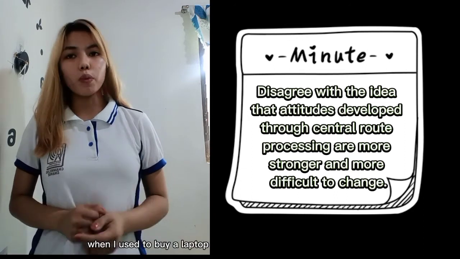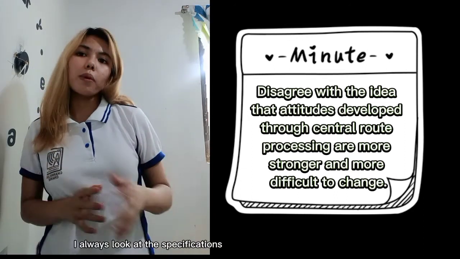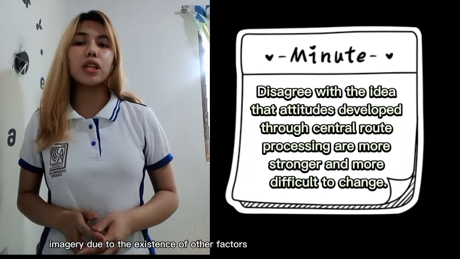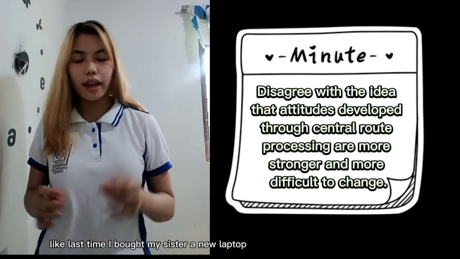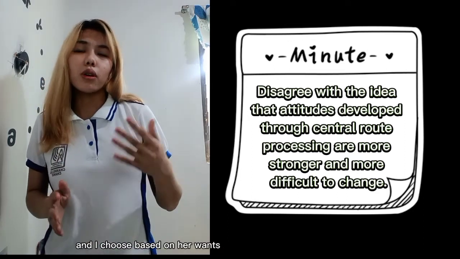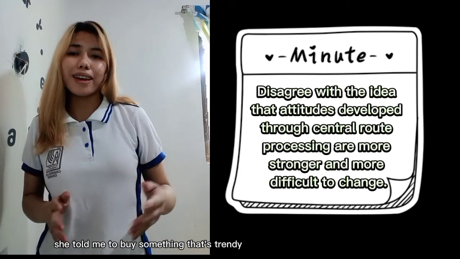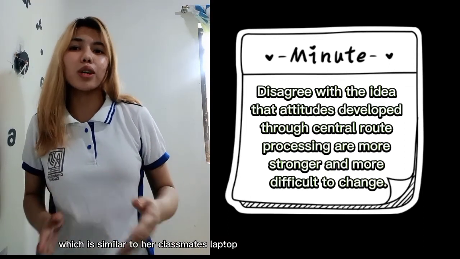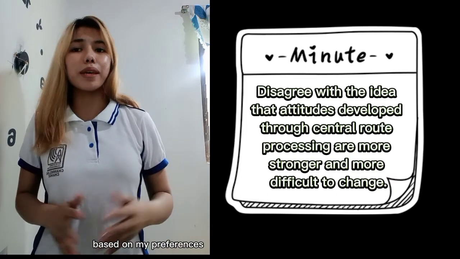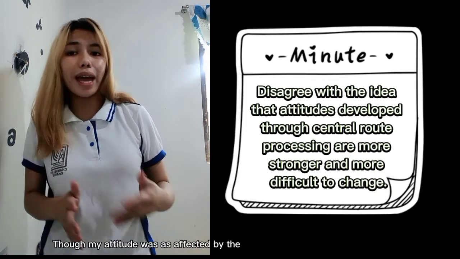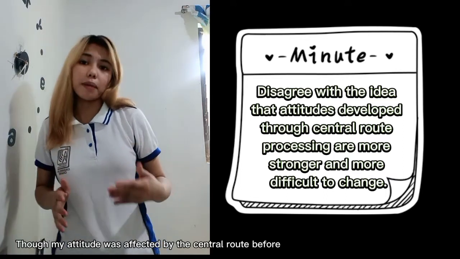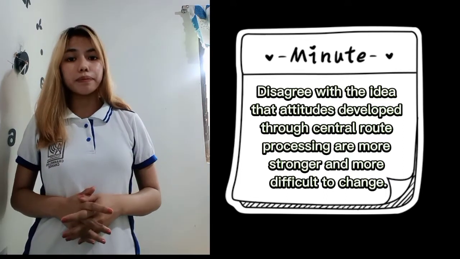For example, when I buy a laptop, I always look at the specifications, but there are some times when my attitude changes immediately due to the existence of other factors. Like last time, I bought my sister a new laptop and I chose based on her. She told me to buy something that's trendy, which is similar to her classmate's laptop. That time I did not buy that laptop based on my preferences, though my attitude was affected by the central route before.